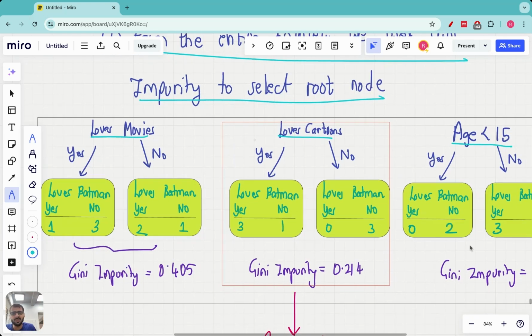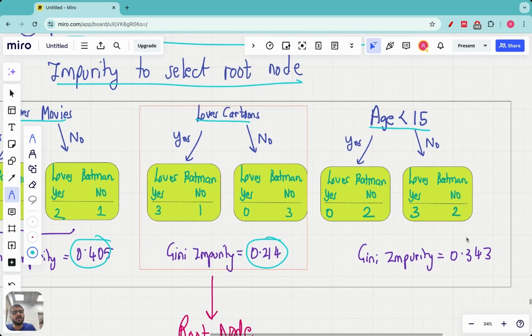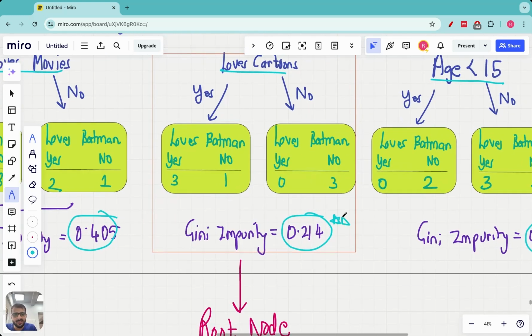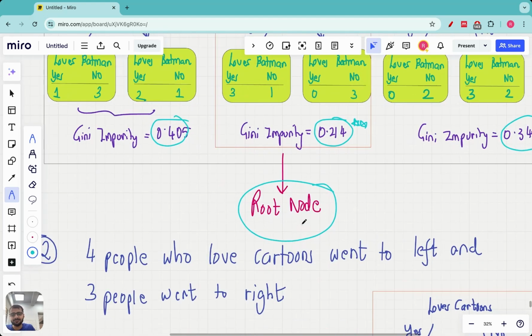So we computed the Gini impurity for all three. The Gini impurity for loves movies was 0.405, for loves cartoons it was 0.214, and for age less than 15 it was 0.343. So for loves cartoons we had the lowest Gini impurity, and hence we selected that as the root node. That was the first step which we did.